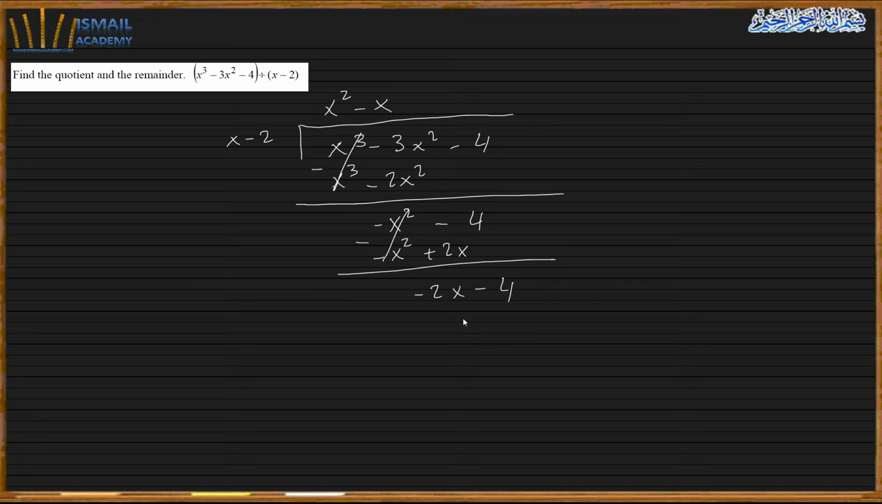Now which expression times x gives you minus 2x? It is minus 2. So I distribute, and I get minus 2x, and here will be plus 4. Then I subtract. So here this cancels out, and this is minus 8. So my quotient will be x squared minus x minus 2, and the remainder will be minus 8.